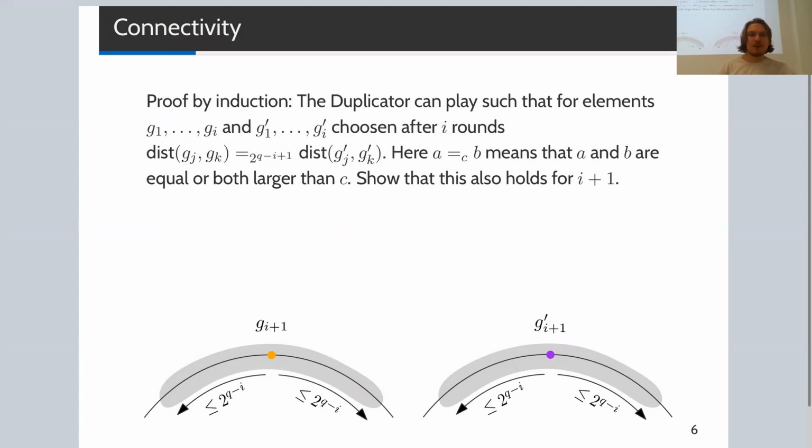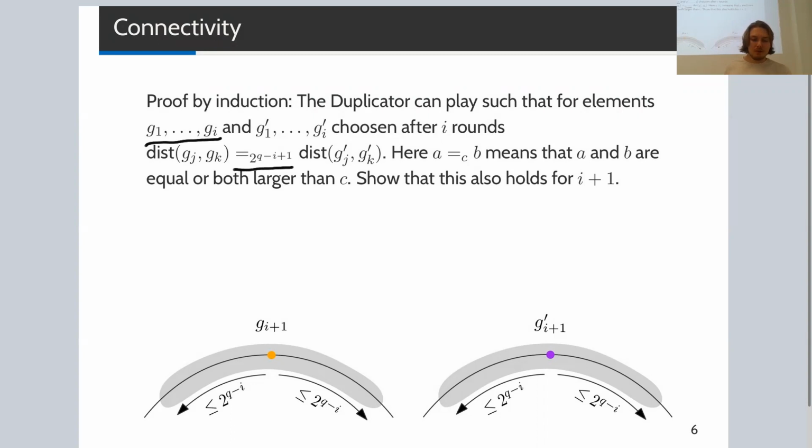We want to show that the duplicator can play such that after i rounds, when the elements g1 to gi and g1 prime to gi prime have been chosen, then the distance between two vertices in G is the same as the distance between the corresponding vertices in G prime, for all pairs gj, gk and gj prime, gk prime. But here, you notice there's a subscript in the distance measure. And this means that the distances only need to be the same up until some threshold value, in this case 2 to the q minus i plus 1. So either they're both the same, or they're both larger than 2 to the q minus i plus 1. So in a sense, values that are larger than 2 to the q minus i plus 1 get rounded up to infinity in this distance measure.